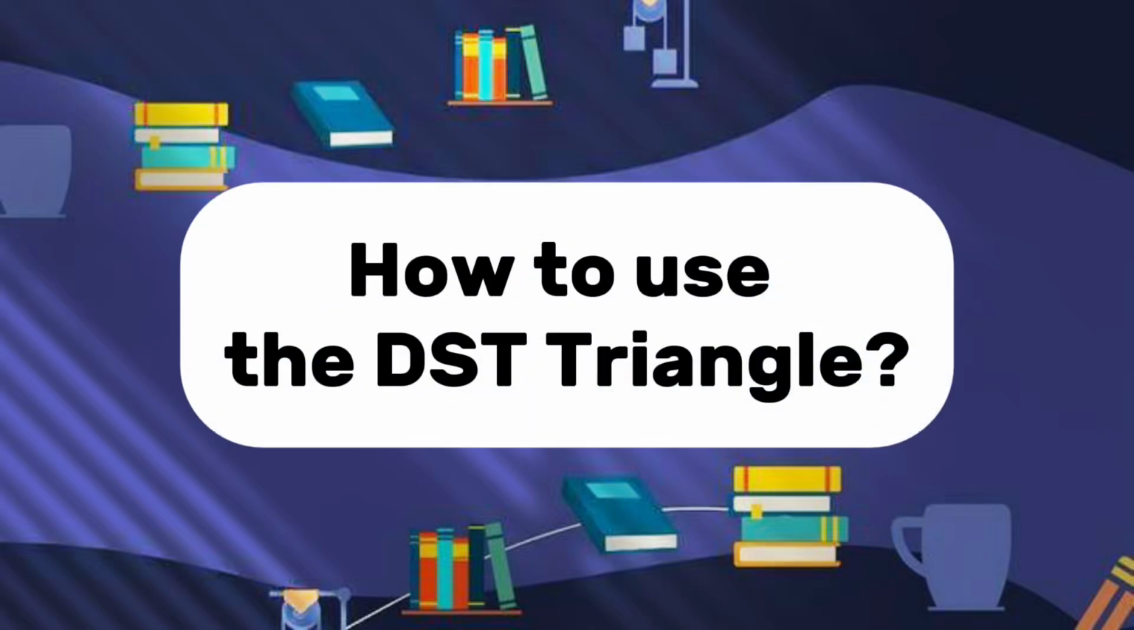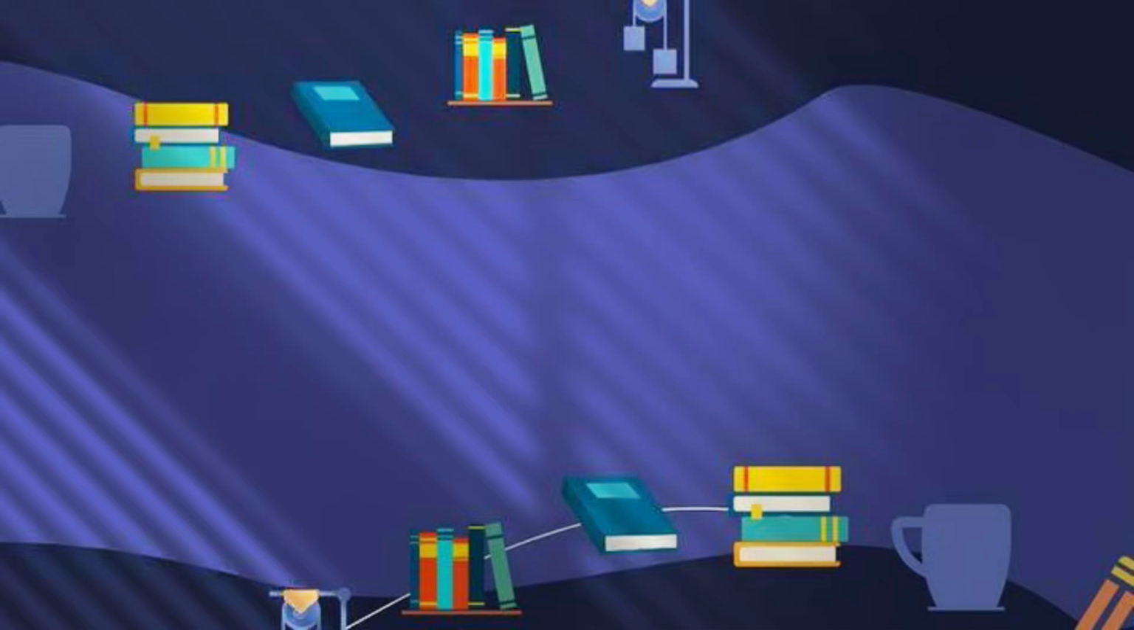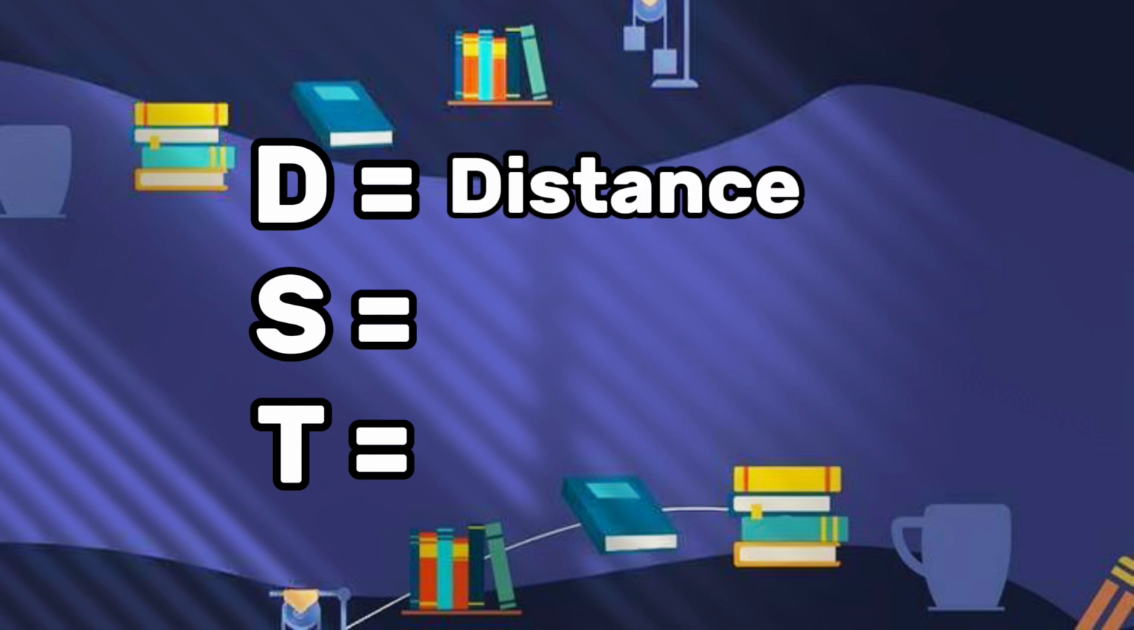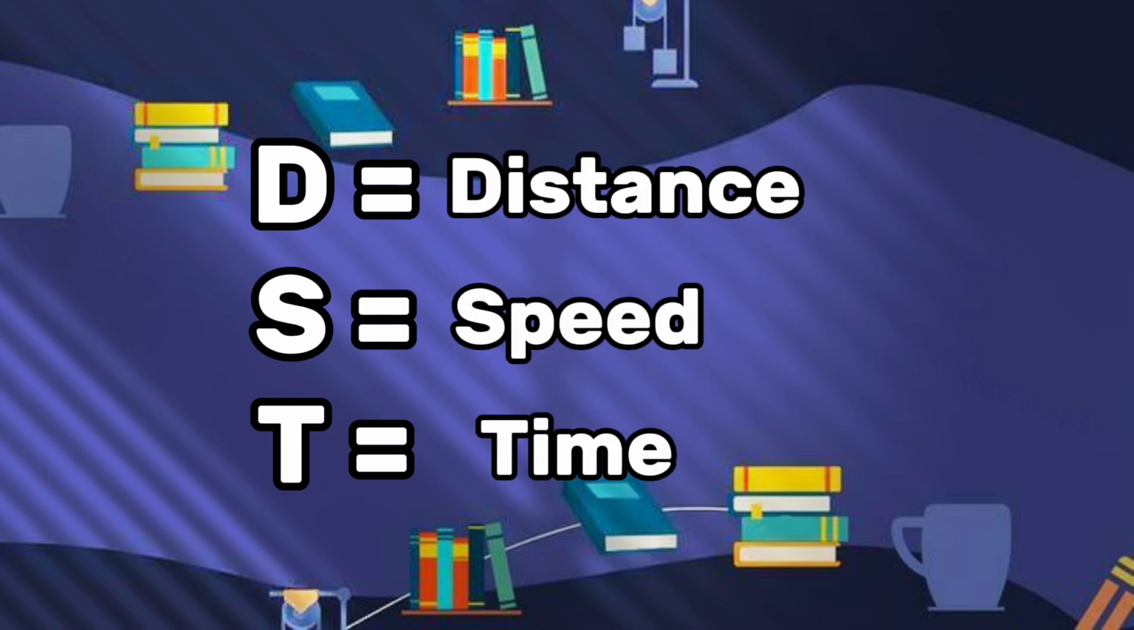How do you use the DST triangle? Let's watch and learn. Firstly, DST stands for distance, speed and time, since it is a mnemonic device that people use to remember the relationships between the trio. After this video, you can now use it as well.